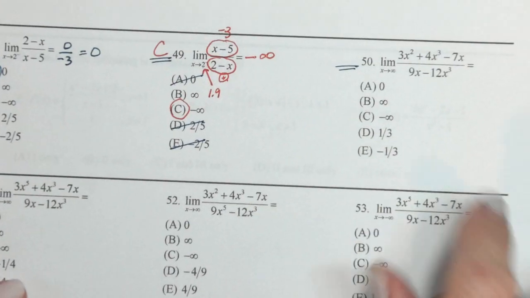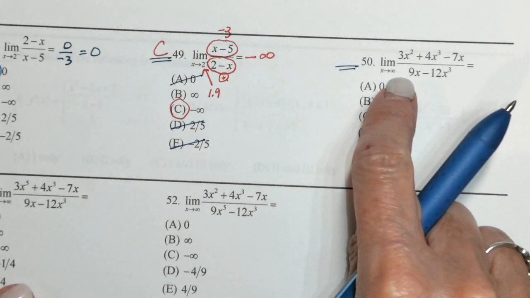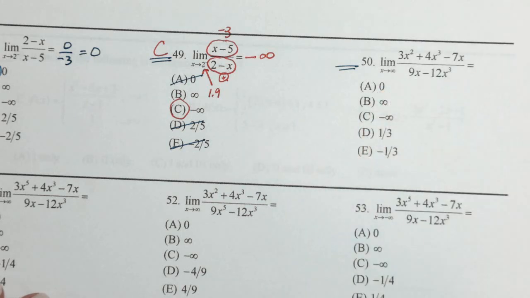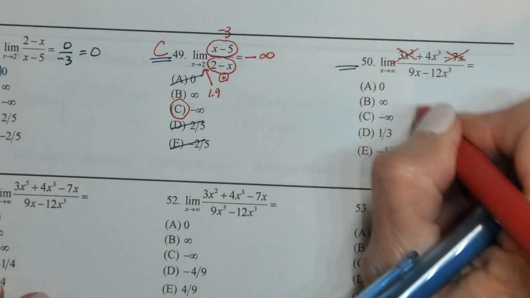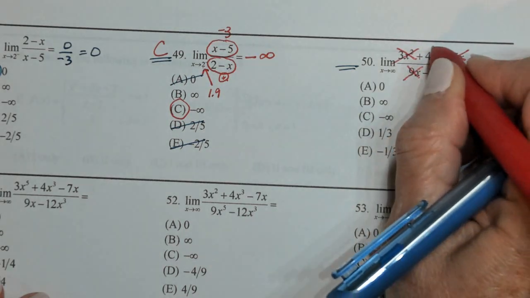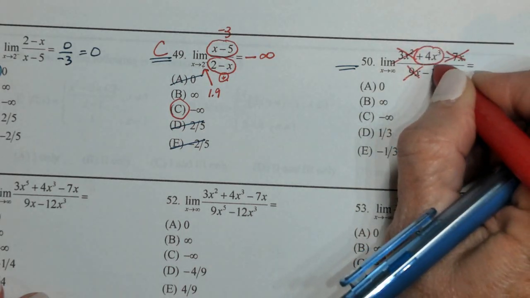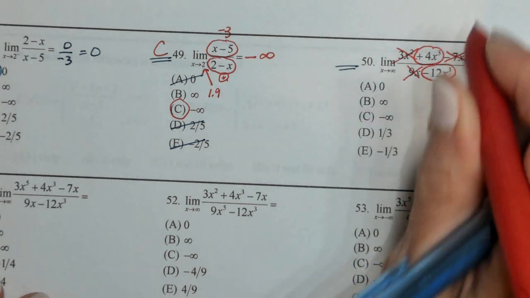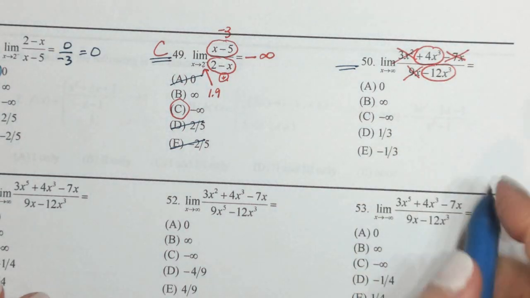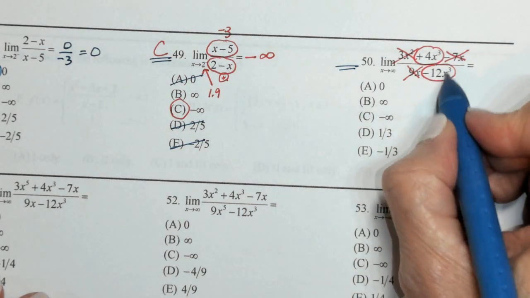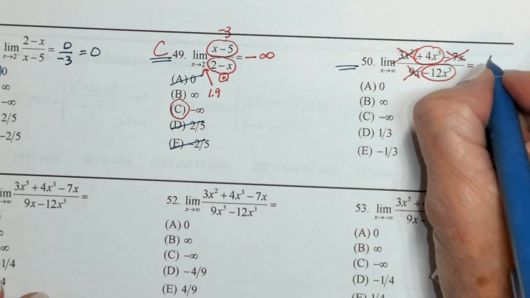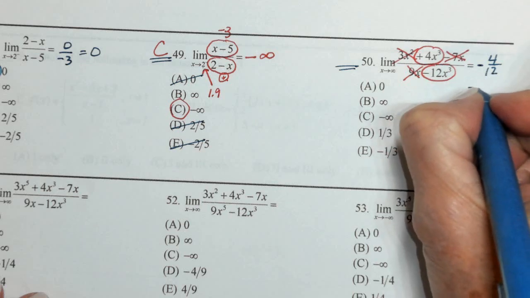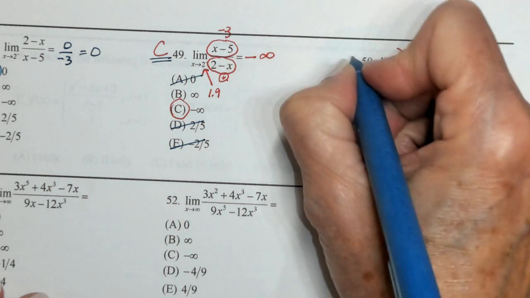Okay, as x approaches infinity. Well, as x approaches infinity, only the highest degree term on top and the highest degree term on the bottom matter. These are the only two pieces that are relevant as x approaches infinity. The x cubes reduce out, leaving a negative 4 over 12, which is negative 1/3, E.